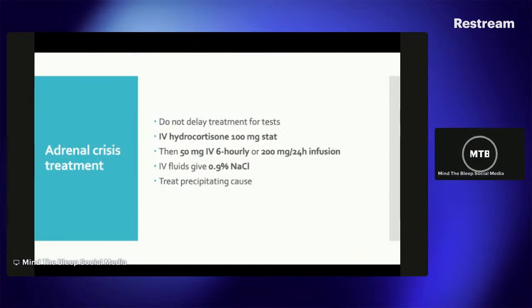So I have to emphasize, give the hydrocortisone first and then investigate later. And you should do that even if you're uncertain of the diagnosis, as delaying causes further problems, and we want to fix this as soon as possible.